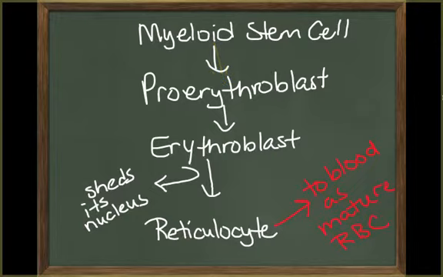After roughly 4 days, the erythroblast sheds its nucleus to become a reticulocyte. The reticulocyte contains 80% of the hemoglobin of a mature red blood cell. After 24 hours in circulation, the reticulocytes complete their maturation and become a mature red blood cell.